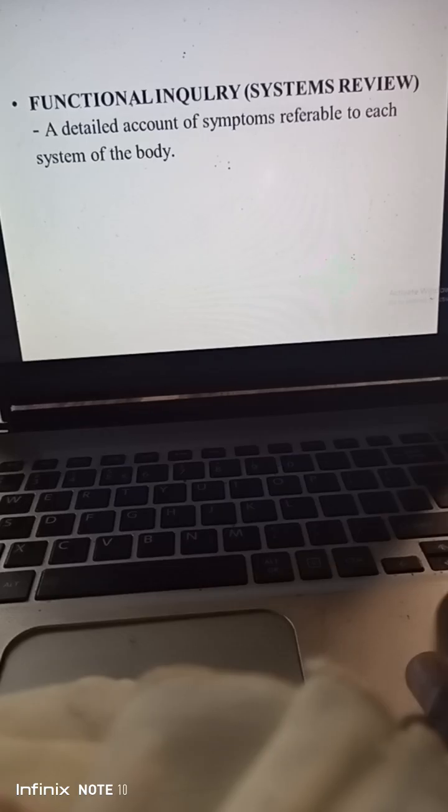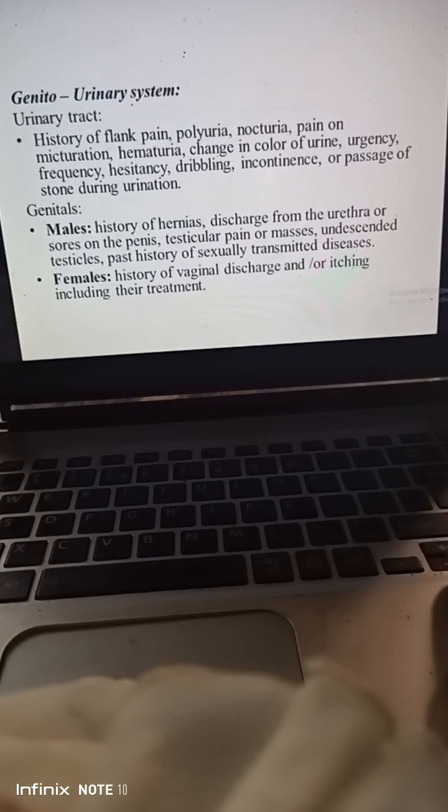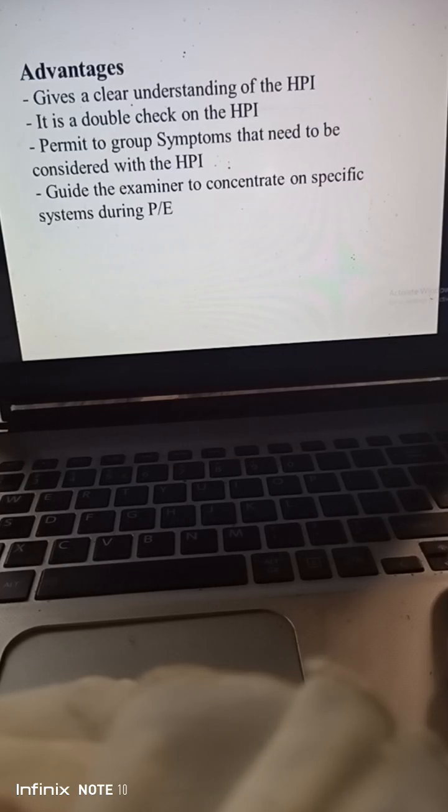This is a detailed account of the symptoms that is referable to each system of the body. So start from the head to the toe. You have to ask all important symptoms that may support your diagnosis. So this is a very detailed part. You will read it, and for each symptom you will learn about each body system. So let's see the importance of functional inquiry or review of systems.